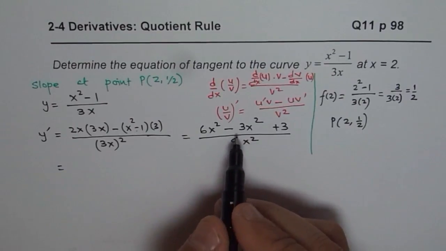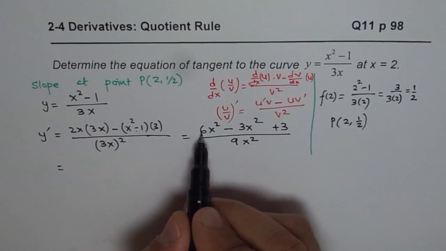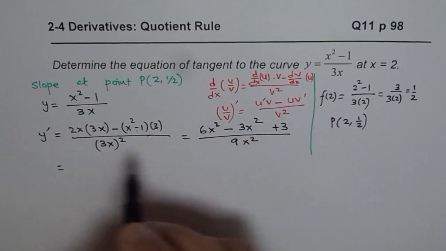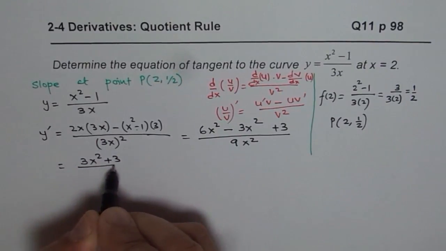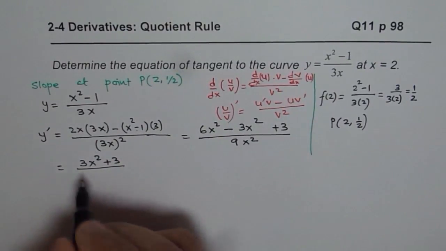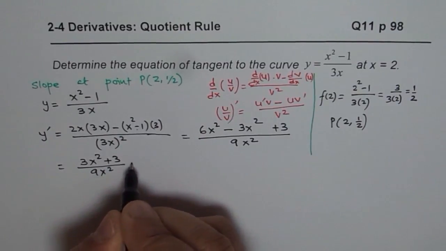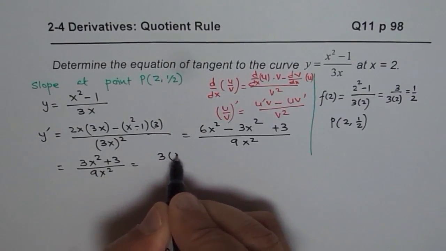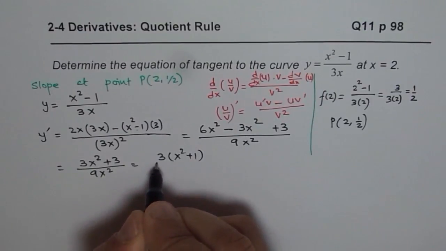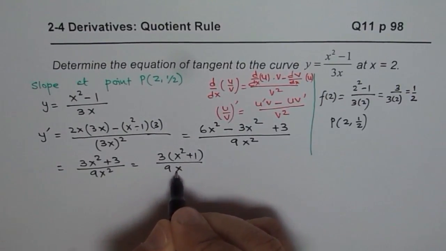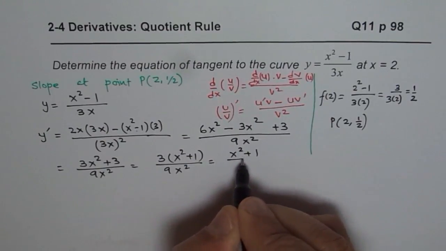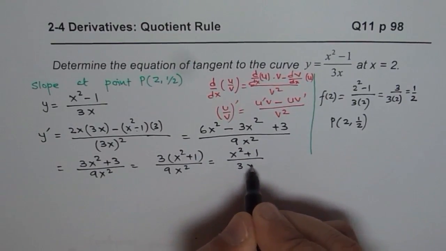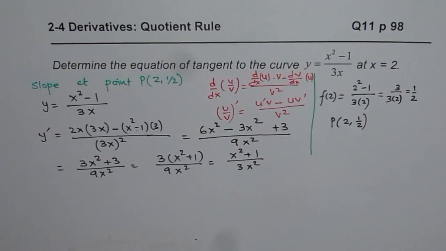Let's simplify this a bit more. 6 minus 3 is 3, so we get 3x square plus 3 divided by 9x square. You can take 3 common in the numerator. You get x square plus 1 divided by 3x square. So this is an expression for the slope at any point.